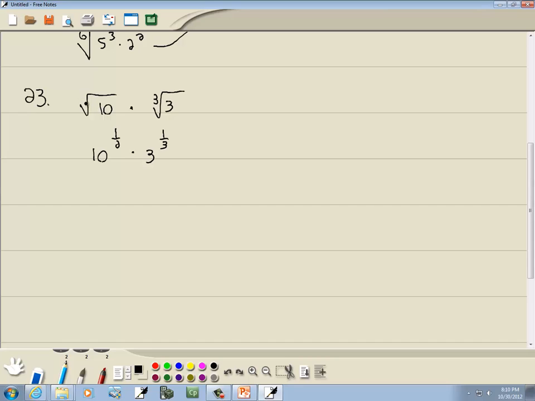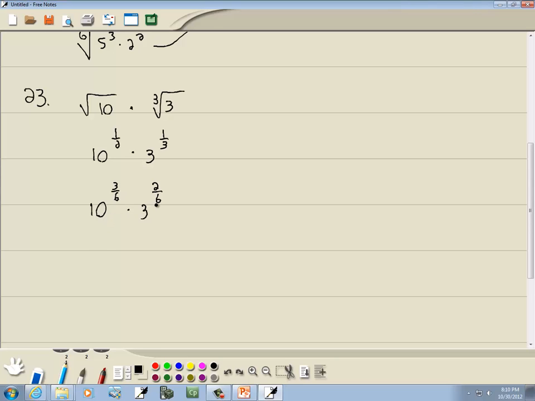Again, the index, whatever number is in the slot here, goes in your denominator. Whatever power is here is by default 1 if there is no power. It goes up on top. Here, the index is 3, so it goes in our denominator. The power is 1, so it goes up there. Again, for us to multiply these together, they have to have the same indexes. So we have to get the same denominator. So this one becomes 10 to the 3/6. And this one becomes 3 to the 2/6. Here I multiply top and bottom by 3. Here I multiply top and bottom by 2.